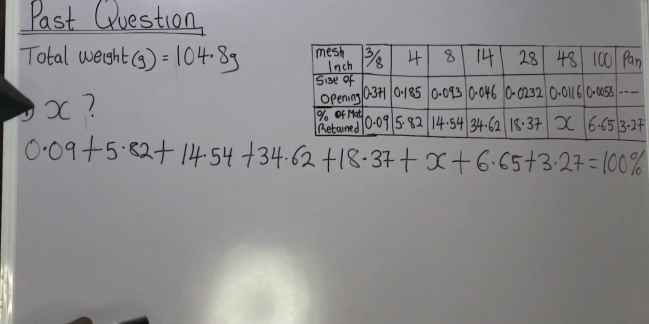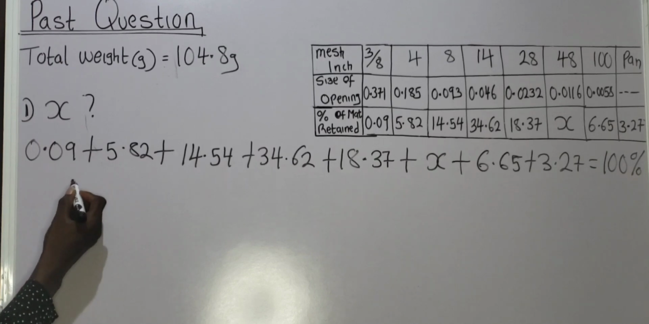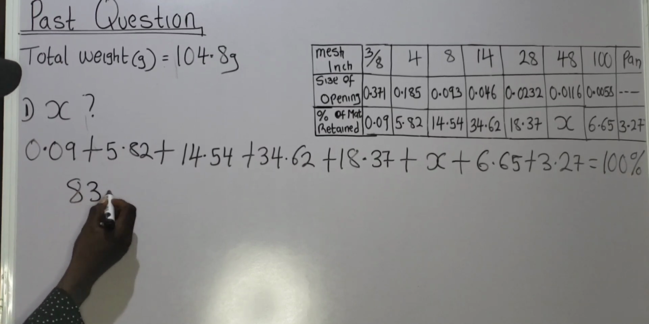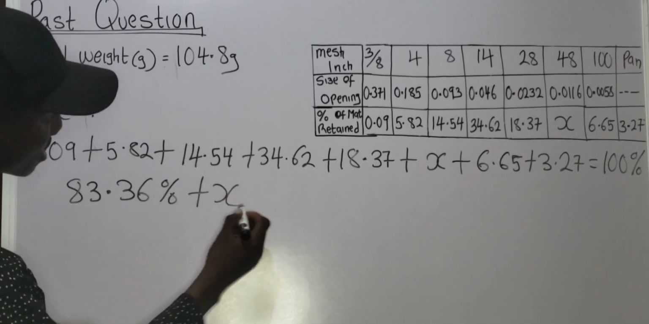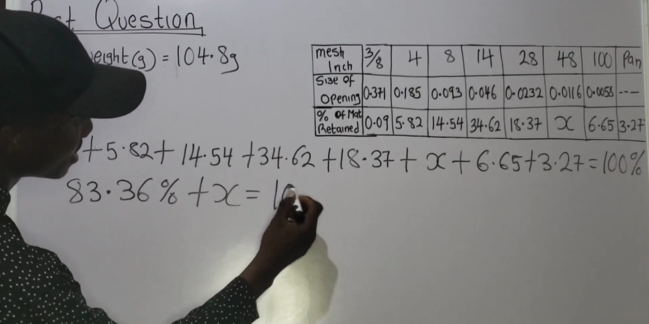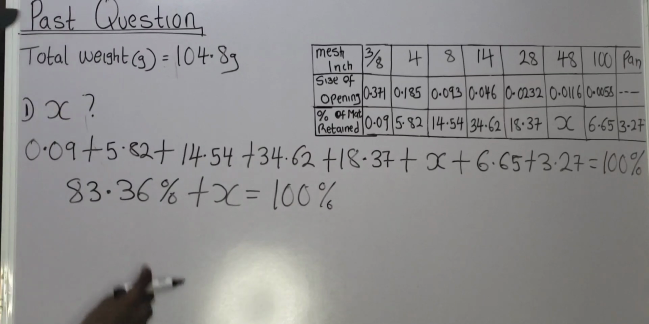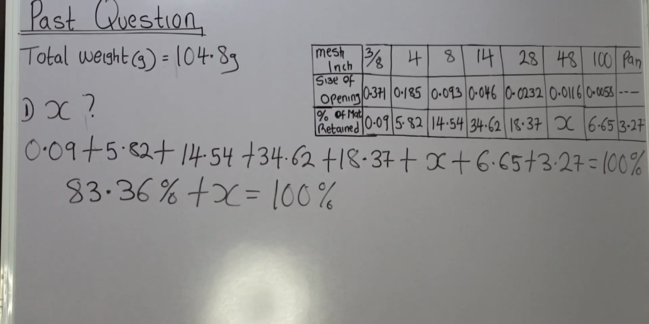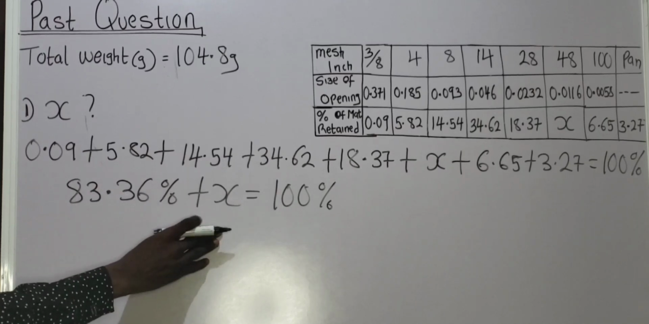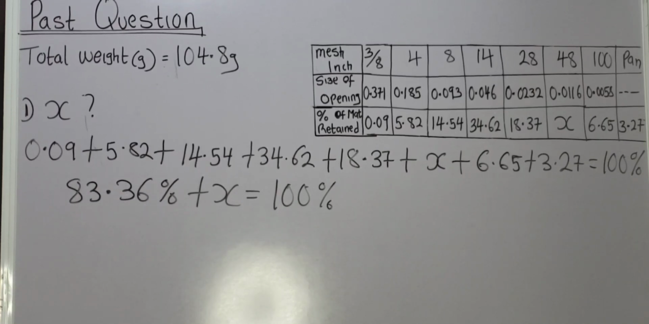If you punch your calculator, you are going to get 83.36%. So I'm going to have 83.36% plus x is equal to 100%. I cannot add the value of x to this because I don't know the actual value of x in percentage, and that's what I want to determine. So to determine the value of x, I have to collect like terms, you understand?